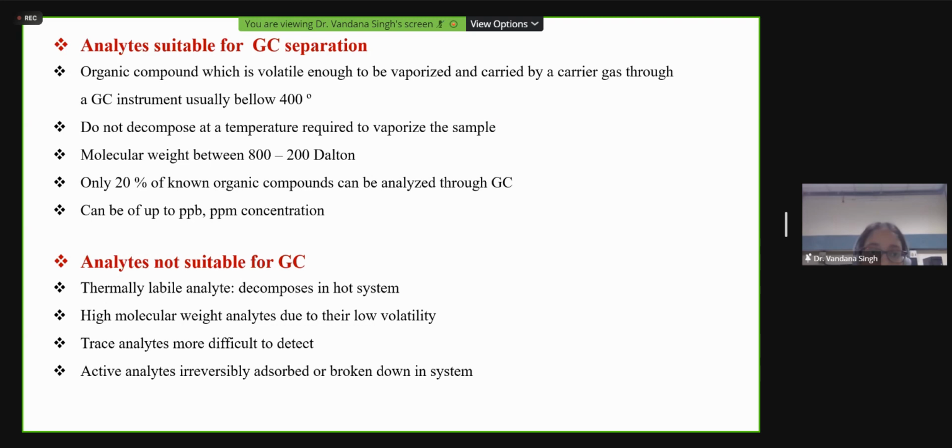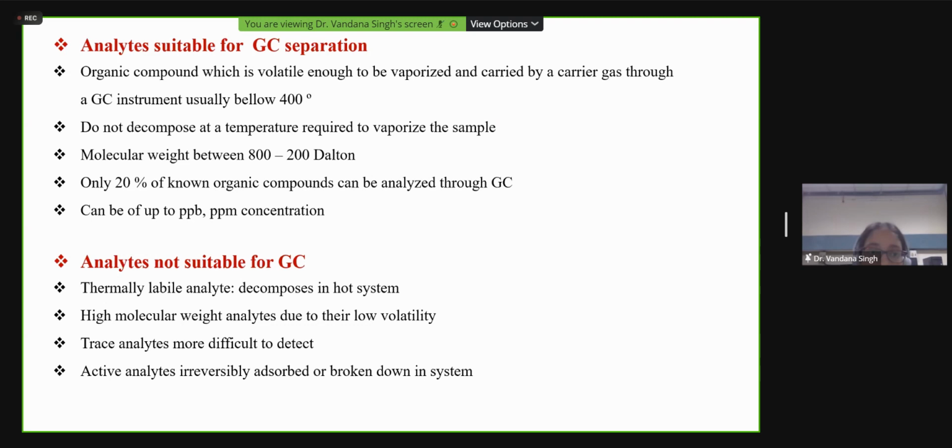So this split injection is generally used when the sample concentration, or the concentration of analyte, is sufficient in our sample, so that a very minute quantity of sample is needed for loading on the column for its further analysis, and split columns, because they need a very small sample, have better resolution also.